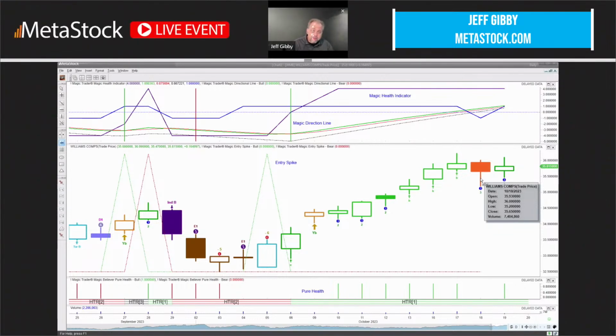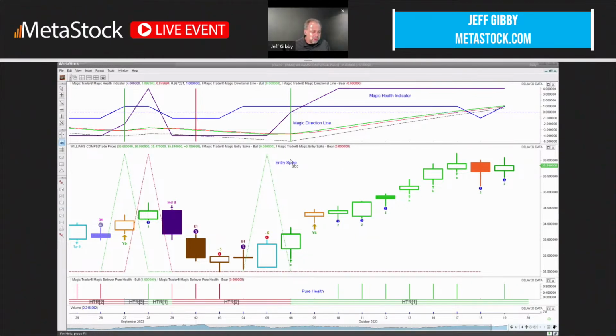I've labeled some of the elements on this chart. But let's say that we started looking at it back on the 6th. You can see right here, your horizontal time risk went from red to green, giving you an indication. Your pure health doesn't start showing up until right about here, this green bar. But you can see your magic direction lines, your magic health indicator, everything is starting to line up fairly well. Here you have this yellow bar that comes in, you have this entry spike.